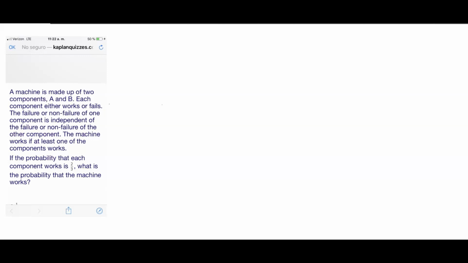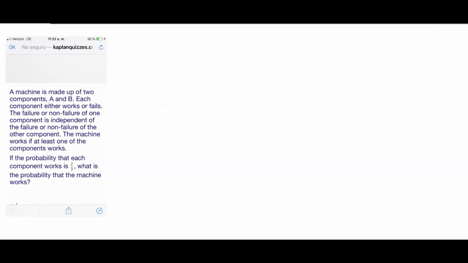Here is a problem that you gave me for the GRE practice. It says a machine is made up of two components, A and B. Each component either works or fails. The failure or non-failure of one component is independent of the failure or non-failure of the other component. The machine works if at least one of the components works. If the probability that each component works is 2/3, what is the probability that the machine works?